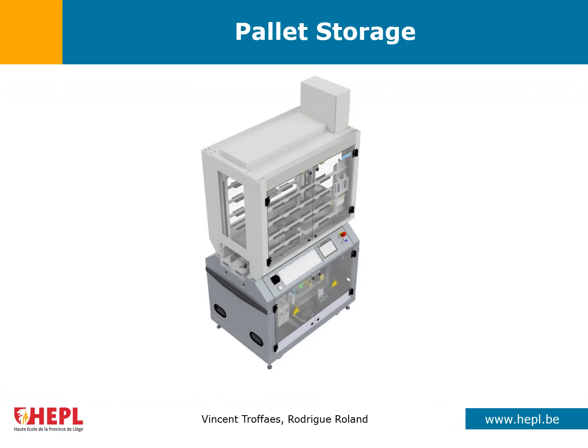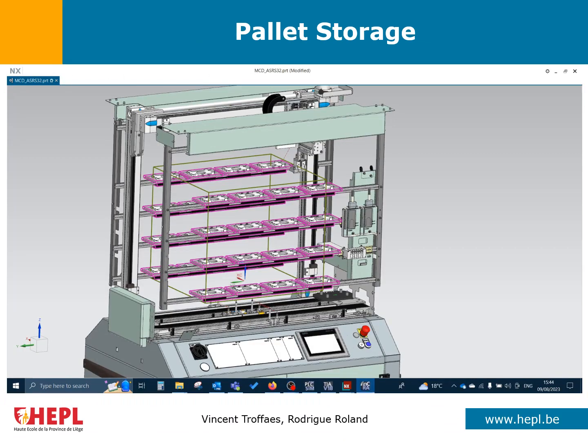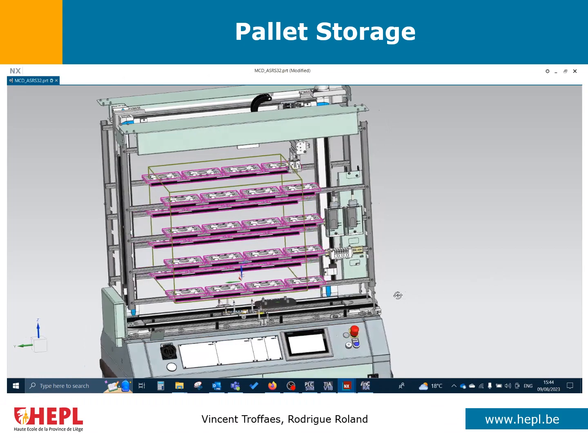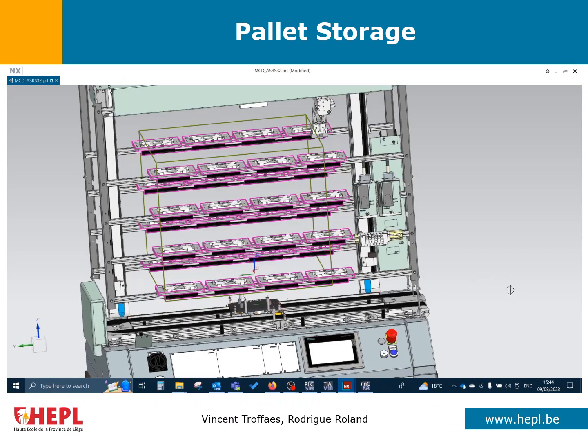So the storage contains 32 places where the pallets are stocked with or without front cover. So the picking unit is made of 2 servo axes, X and Z axis. There is 1 rotary pneumatic movement to change from one side to the other, and a linear pneumatic movement to reach the position. And finally, we have 1 gripper to pick the pallets.